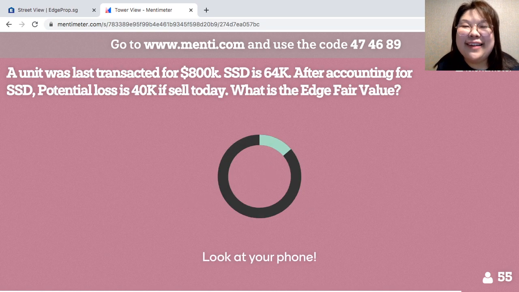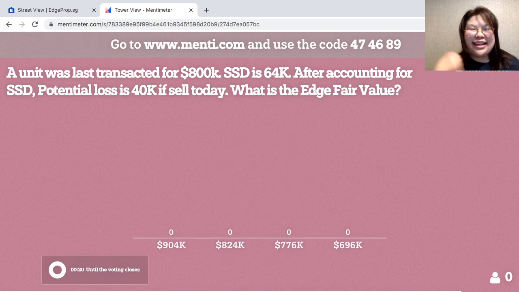Maths question. A unit was last transacted for 800K. Seller stamp duty is 64,000. After accounting for SSD, gonna likely make a loss of 40K. What is the fair value? Difficult, this one.